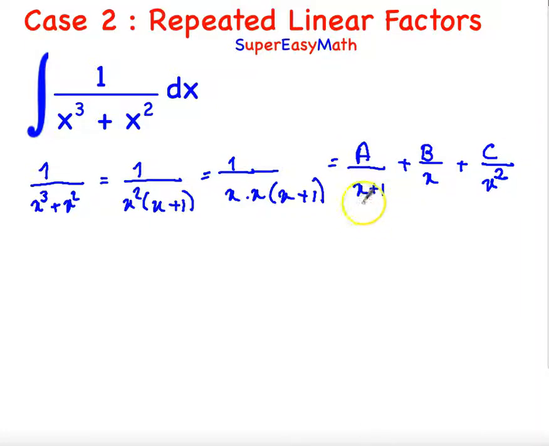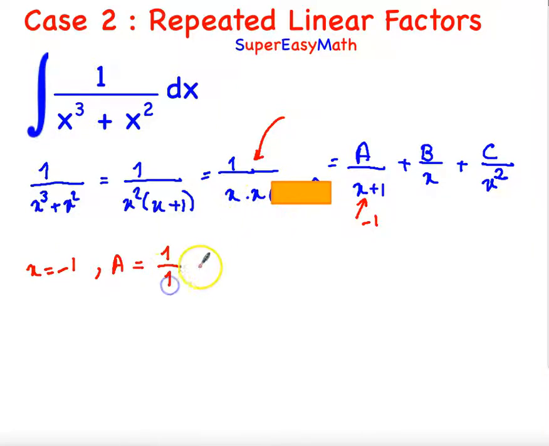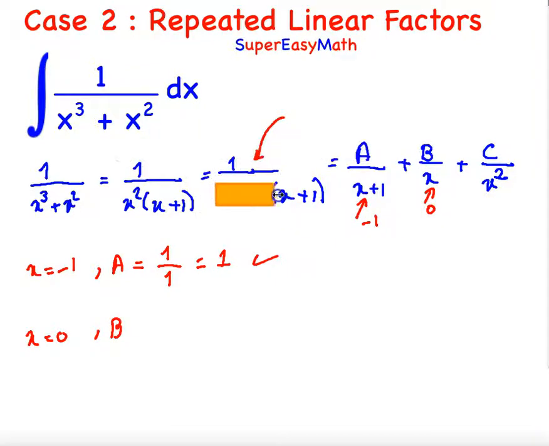So what is the number that makes the denominator here equal to 0? It's minus 1. So for x equal to minus 1, substitute x equals minus 1 here, and we need to cover x plus 1. So now, a equals 1 over minus 1 times minus 1, equal to 1. So here is a. Now to find b, we should take x equal to 0 here, and we need to cover x. But please note that if we substitute x equal to 0 here, we will get 1 over 0 times 1, so 1 over 0, which is undefined. So the cover-up method will not work in this case.